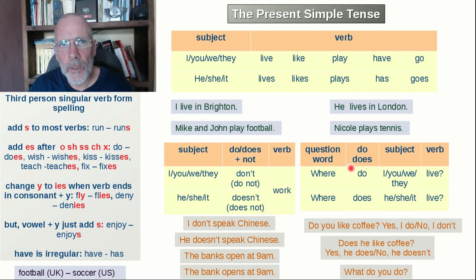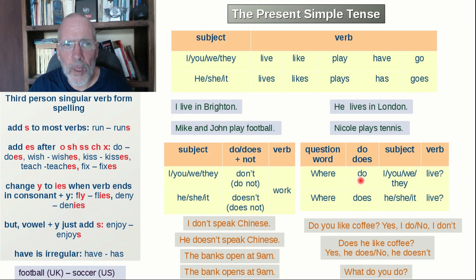So let's continue with the question form. In the question form, it's also necessary to use the auxiliary verbs do or does. And this is the order of the words. First of all, we need to use the question word, if there is one, because sometimes we have a yes or no question. Like this one here, do you like coffee? In which case there is no question word because the answer is yes or no. But if there is a question word, it needs to come first.